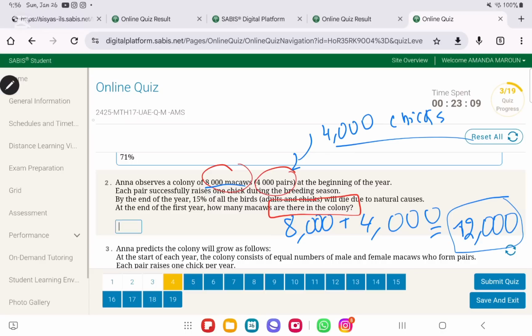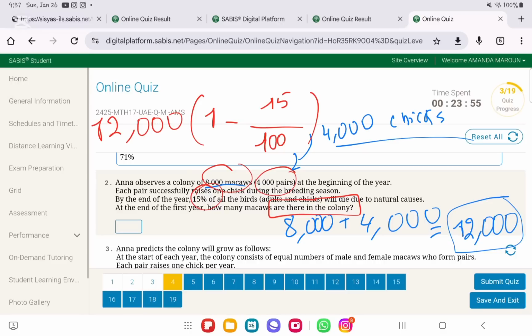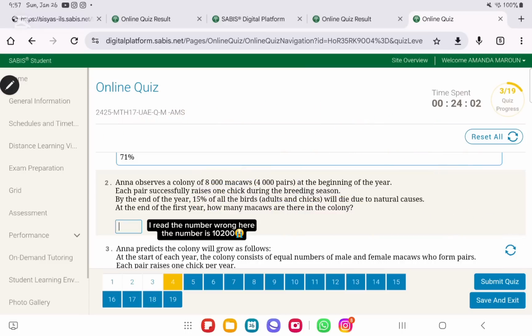So we're going to take the total that we have, which is 12,000, and multiply it by 1 minus the percentage lost. So 1 minus 15 over 100. We're just going to put it on the calculator: 12,000 times 1 minus 15 over 100. And we are going to get 10,200. Now this is the first way of doing it.